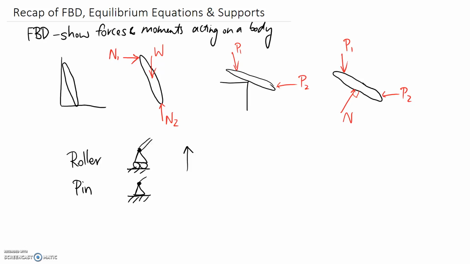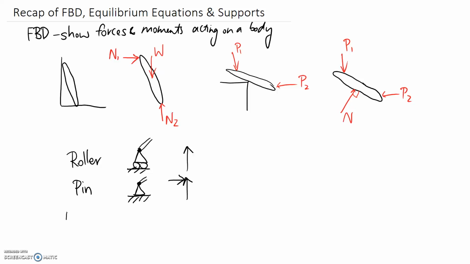Again, it's got this little pin here, so if there's a little member coming out of it, it's going to be able to rotate freely. But this time it's not on wheels, so it's stuck in the ground, which means it's not going to be able to move up or left and right. So it's going to be reacting in two directions, horizontal and vertical. So you can replace your pin joint with these two support reactions.